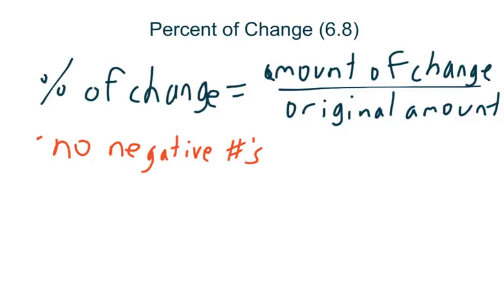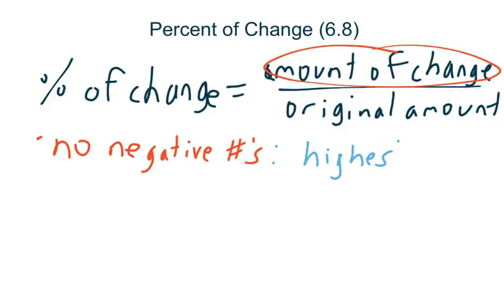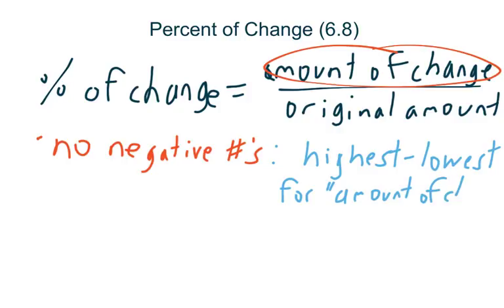It's either a percent of increase or a decrease. So all we're really going to do for that amount of change part is go highest minus the lowest to ensure we don't get a negative number. Highest minus the lowest for the amount of change. Otherwise, we would get a negative number. Not that we're scared of negative, it's just we'll use a percent of decrease if it's going down, rather than a negative percent of increase.